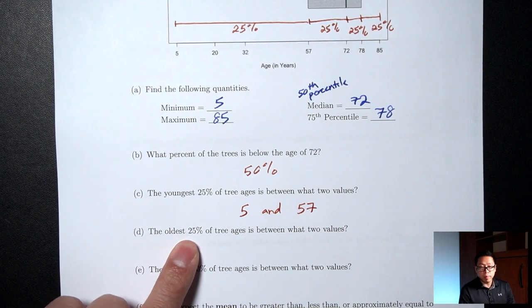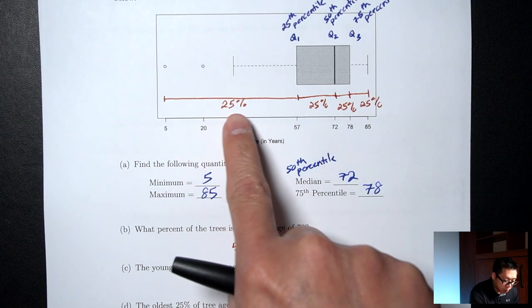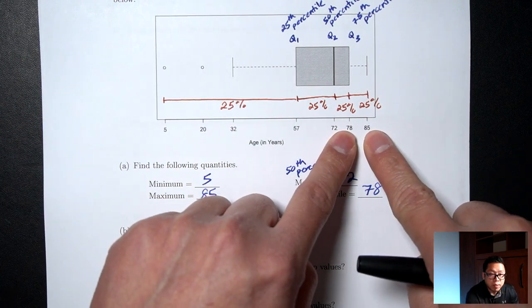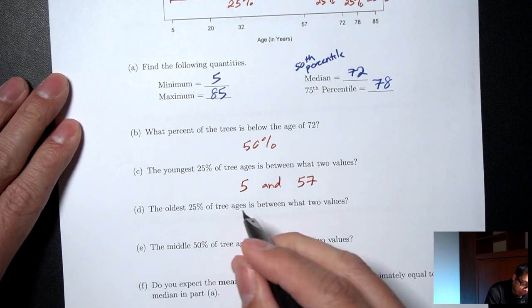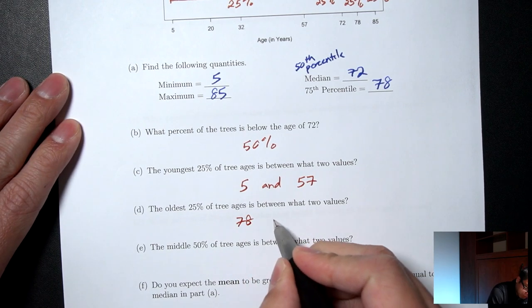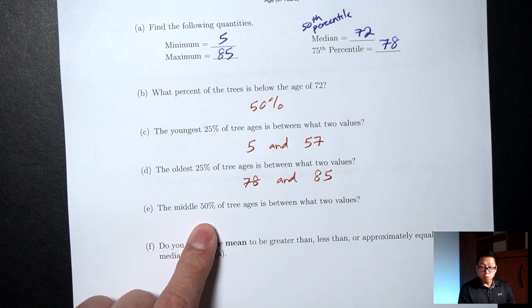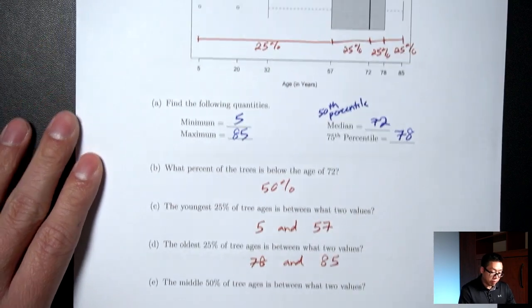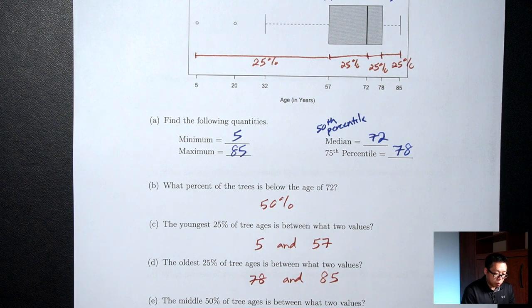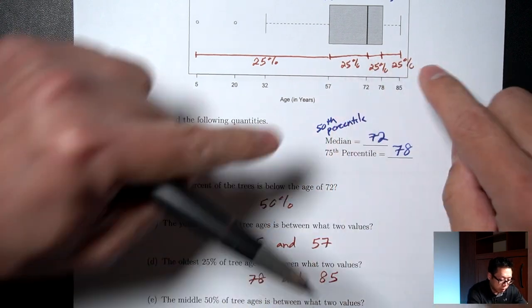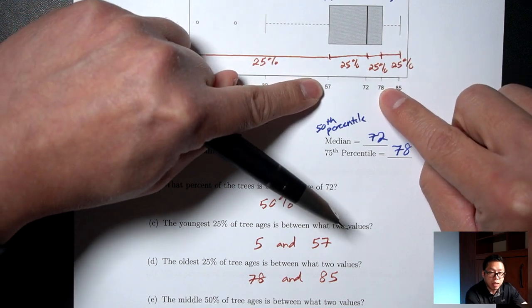The oldest 25% of tree ages is between what two values? Oldest meaning highest. The highest 25%, the last 25%, is between 78 and 85. The middle 50% would be the two 25s in the middle, right? That would make 50. So the middle 50% is between 57 and 78.